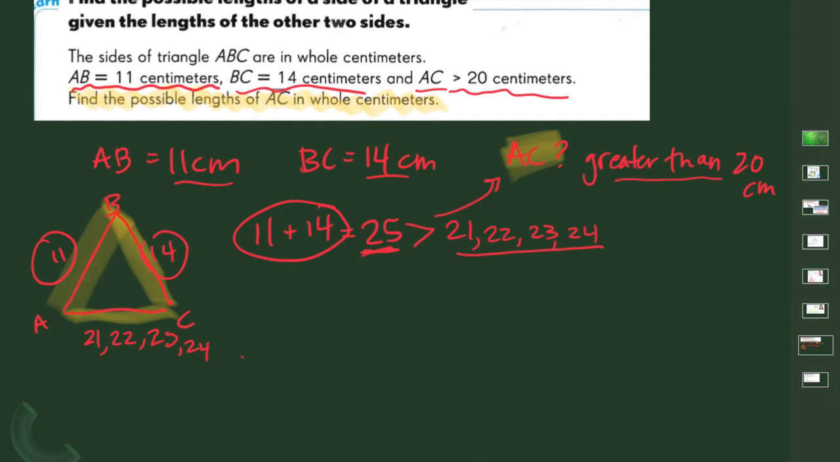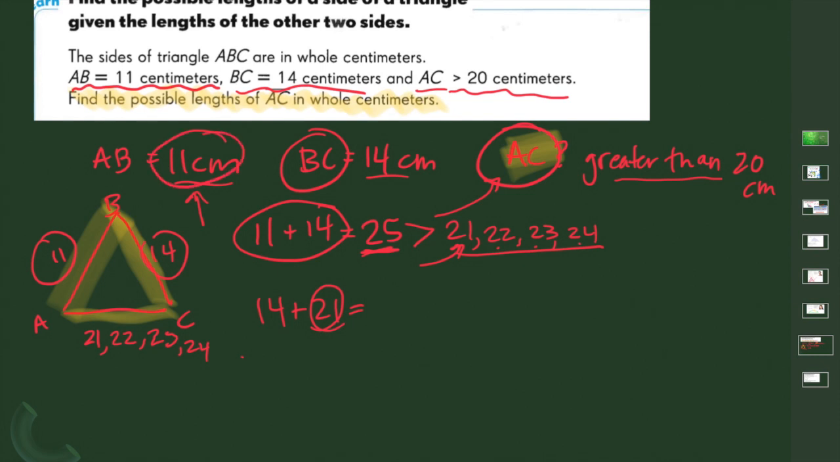Now, just to check, let's take each of these and combine them. So if we added BC plus AC, so if we had 14 plus 21, is that going to be bigger than the third side, which would be 11 centimeters? Yes, all of those would be, because we have a side length in the 20s, and that's already bigger than that third side length of 11 centimeters.